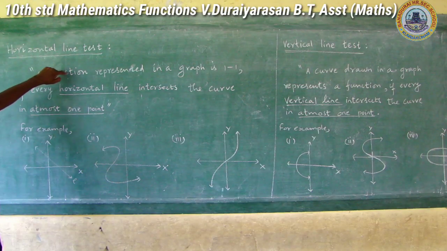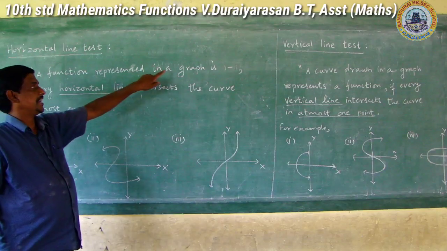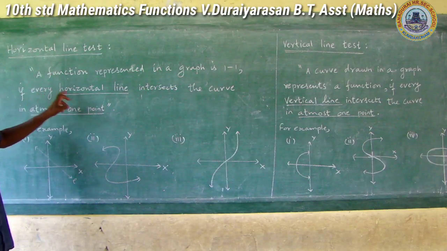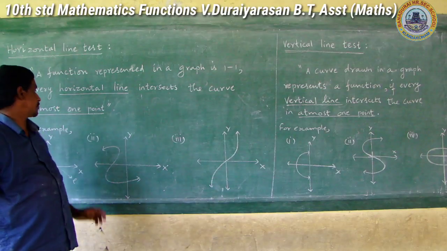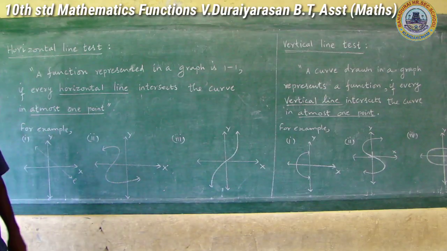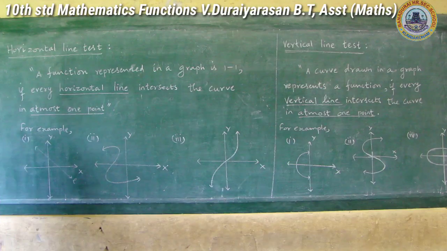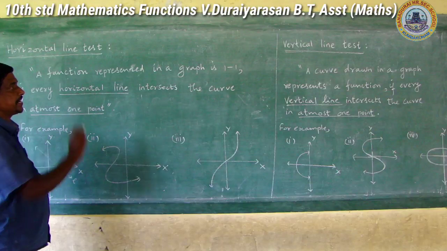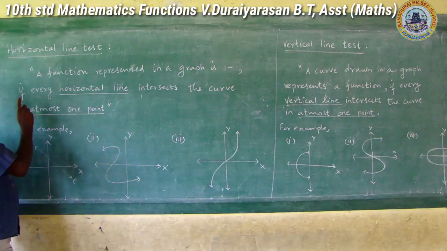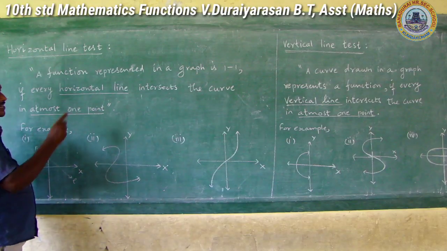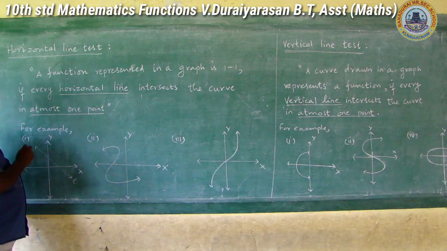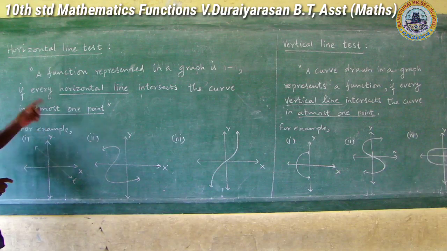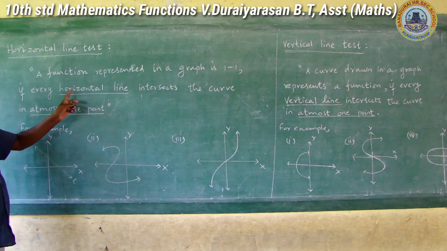A function represented in a graph is 1 to 1 if every horizontal line intersects the curve in at most 1 point. What is the meaning of horizontal line?